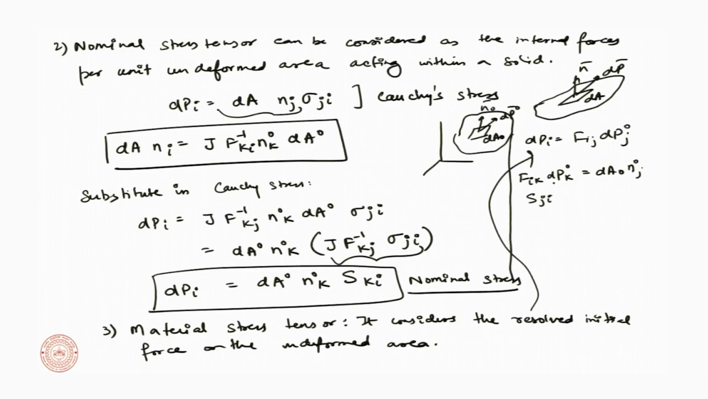Okay, so I just wanted to make sure that the indices are correct. So i is the unrepeating index, k is repeated over here and is summed up, j is repeated over here and is summed up. So we have taken the nominal stress definition in here. All right, let's multiply with F inverse ik on both sides. So F inverse of li into ik d naught pk is equal to dA naught n naught j S ji F inverse li.